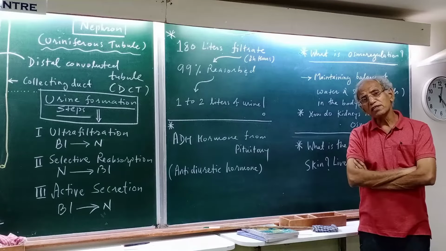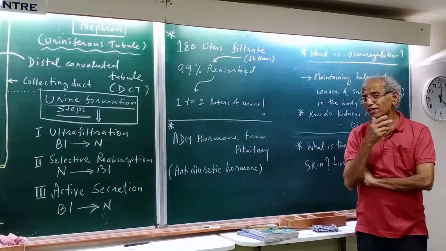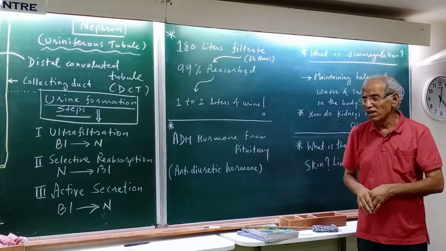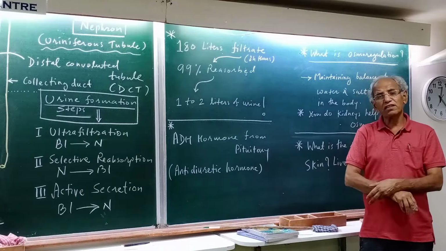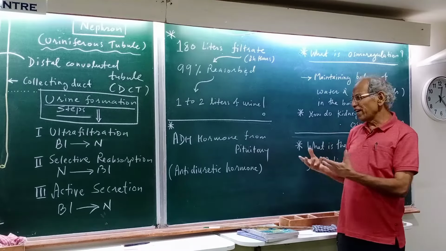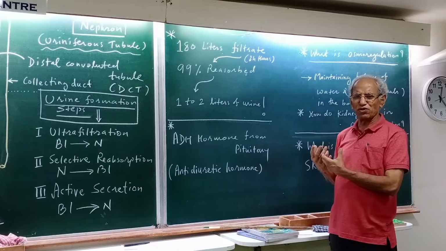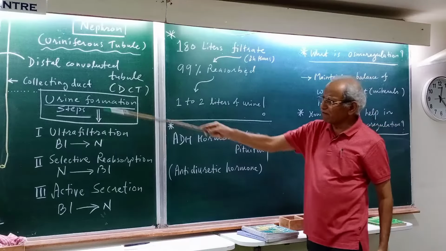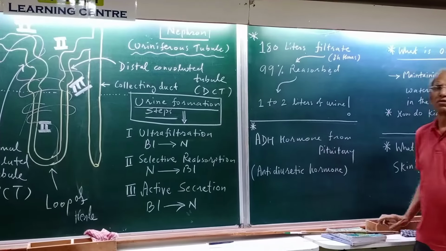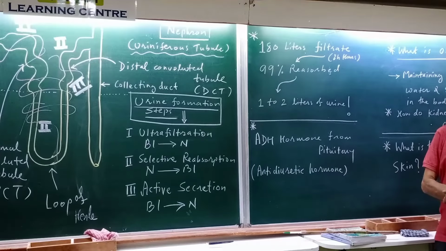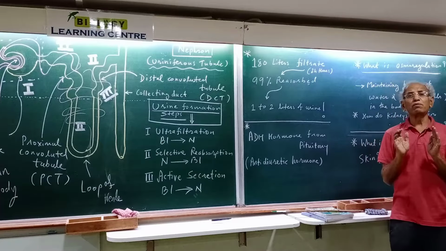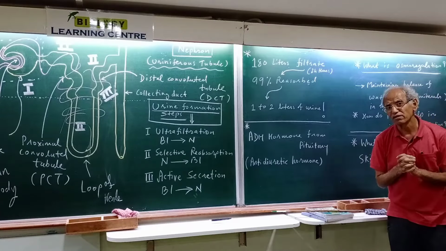What is diuresis? Diuresis is more urine. Then what is antidiuresis? Something to prevent more urine. So ADH hormone, which is produced from the pituitary, acts on the nephron and tries to have more water absorbed. So when ADH is there, more water will be absorbed and urine will be normal, that is concentrated.